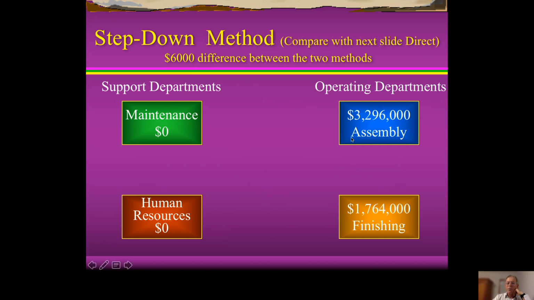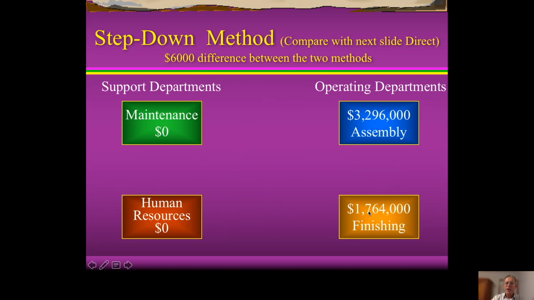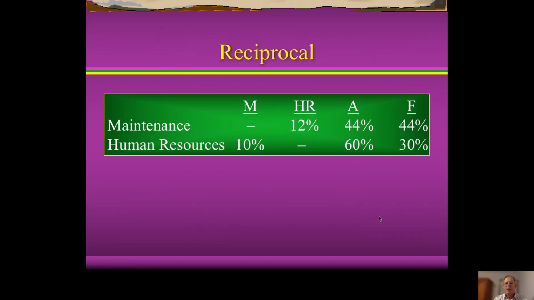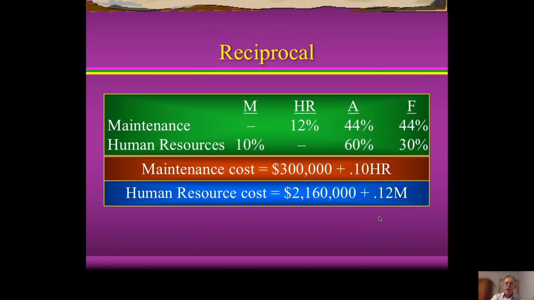If you were the operating department manager, you would prefer them to use the direct method because you're only getting 3,290,000 of the share of maintenance and human resources costs. So you can see there is a slight difference. Again, I would argue that this step down is slightly more accurate, slightly fairer sharing of the cost between assembly and finishing. But the fairest method is the reciprocal method. So let's have a look at how that would work.